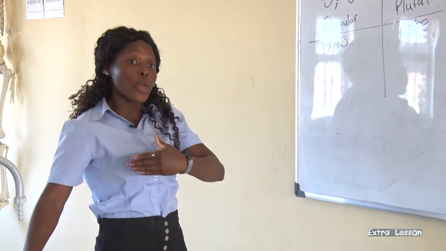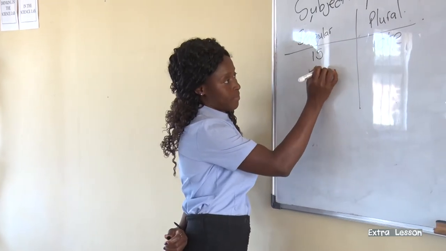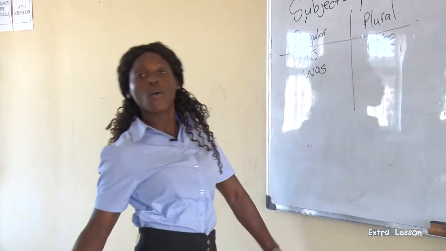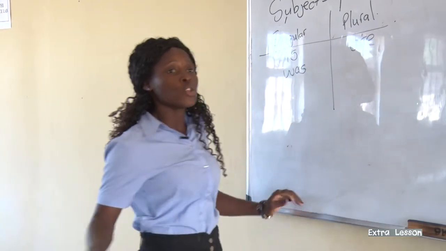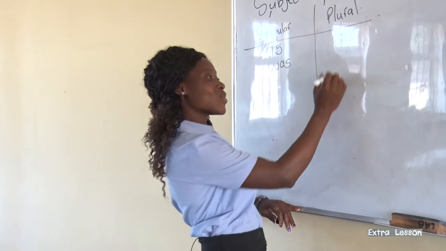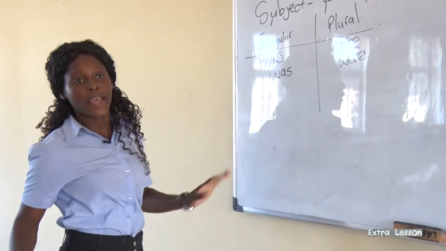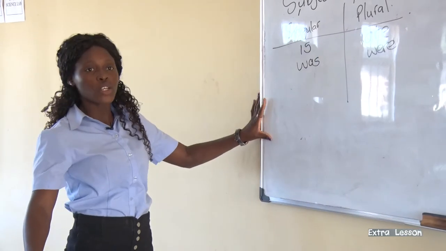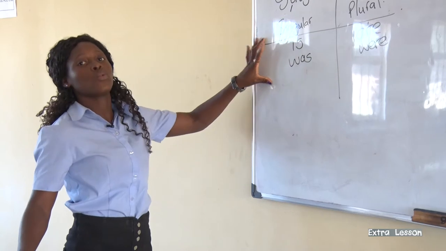Or maybe we want to change them into past tense. Is will be was. The teacher was very angry today or yesterday. And when we want to put it in plural, we say the teachers were angry yesterday.